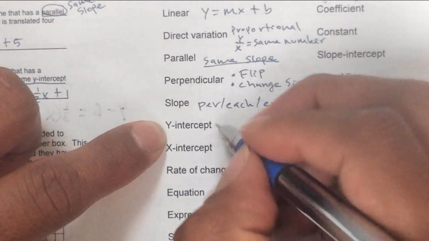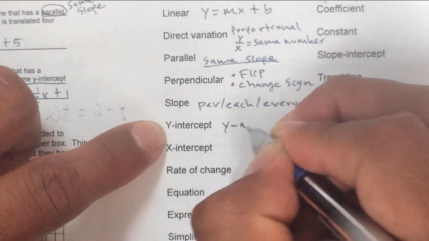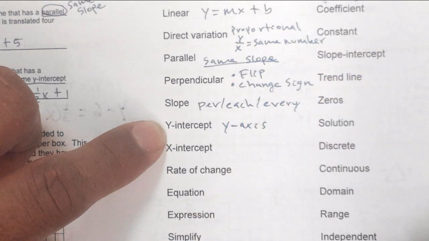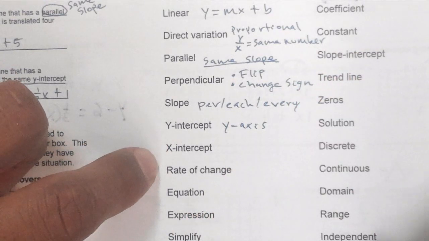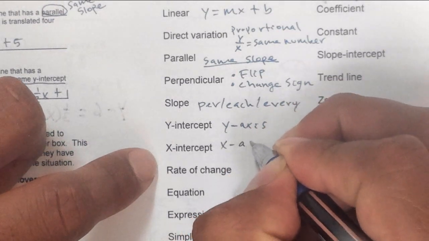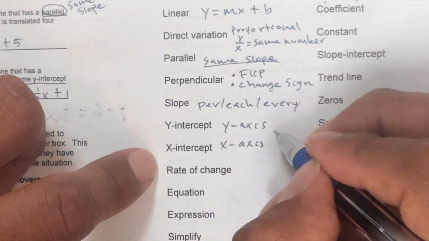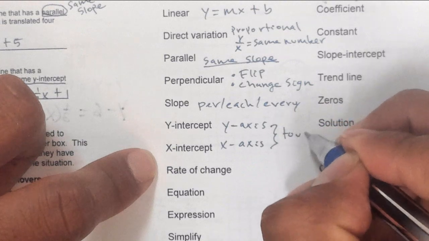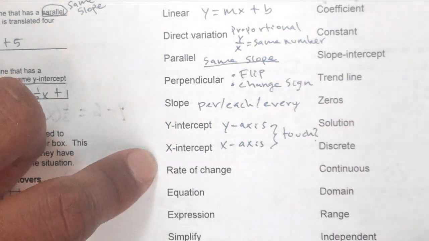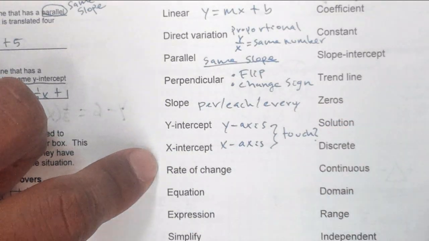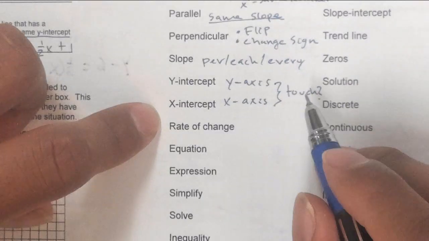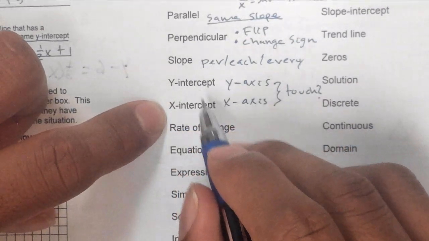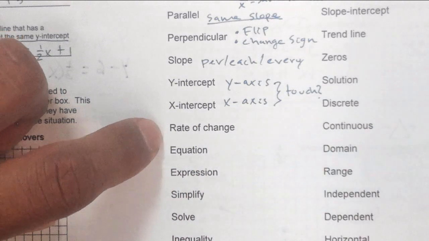Y-intercept, again, you look at the y-axis. Does it touch it or not? X-intercept, you look at the x-axis. And you're looking to see, is it going to touch those axes? Is it going to intersect? That's the math word, okay? Touch is just the easy one. So, is it going to intersect with the y-axis or x-axis accordingly?